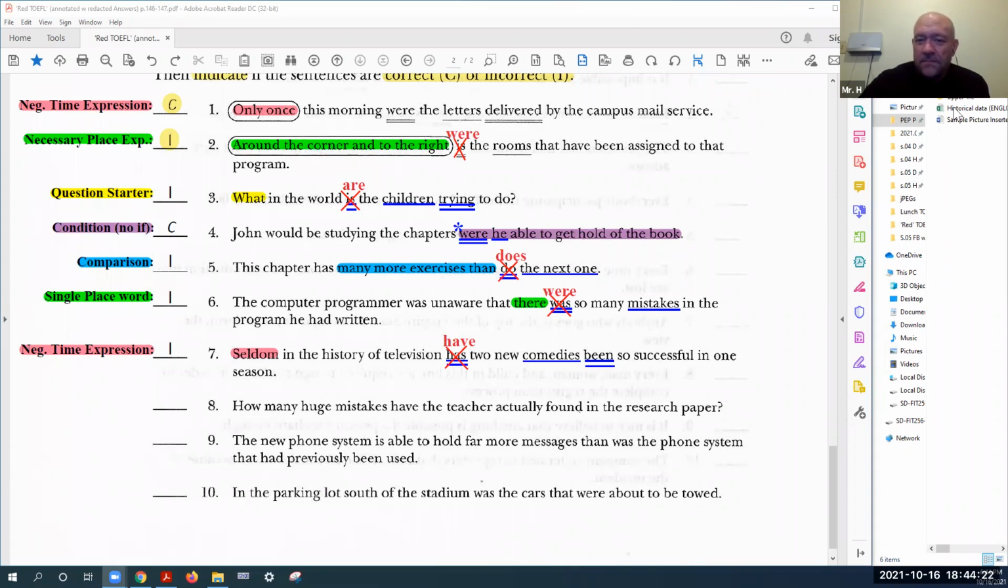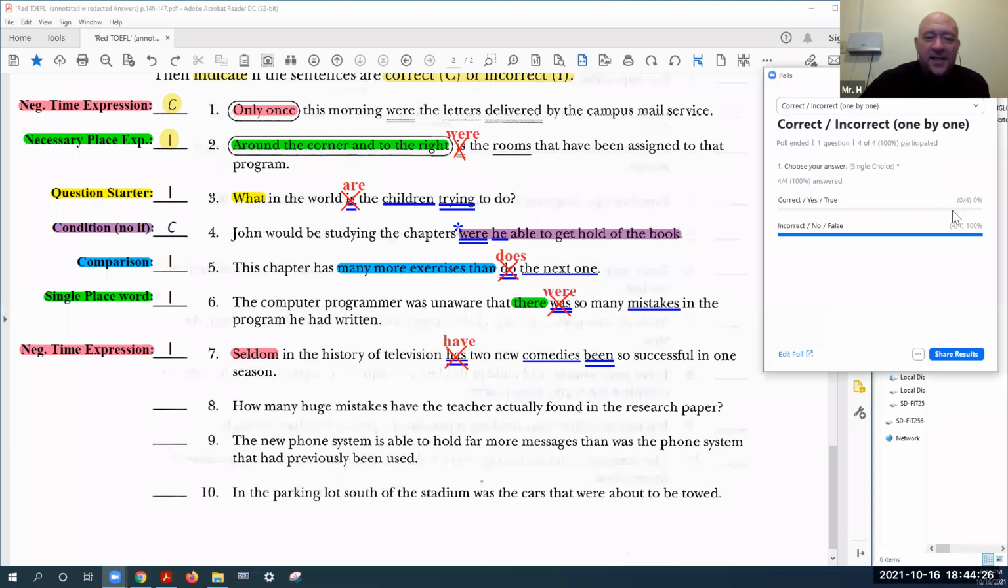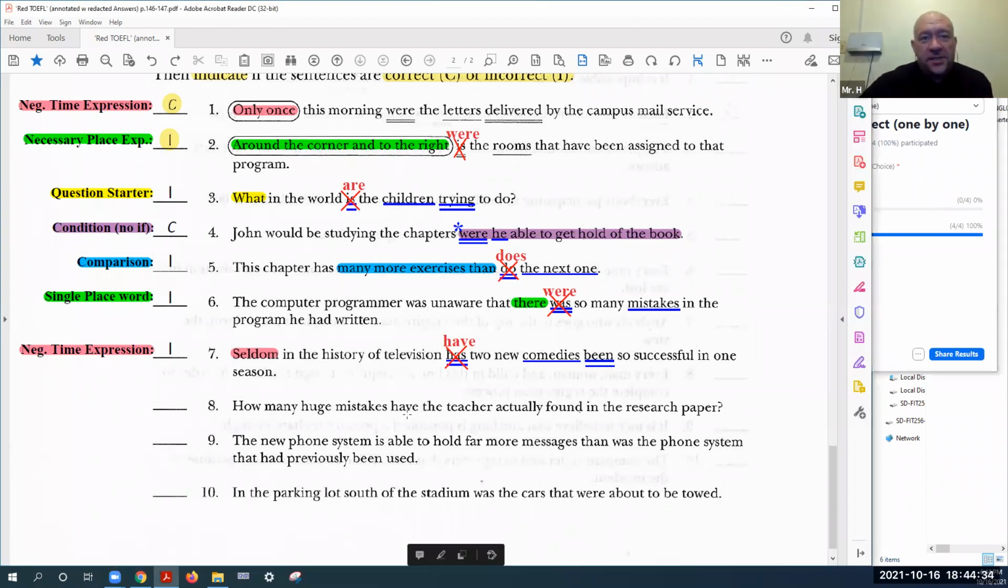Oh yeah, everybody said that it's incorrect. All right. So Asil, you want to try to explain this one? I think you can do this one. Why should I invert in this example? Asil? This is a question. Bingo. How many huge mistakes? Give me the verb.